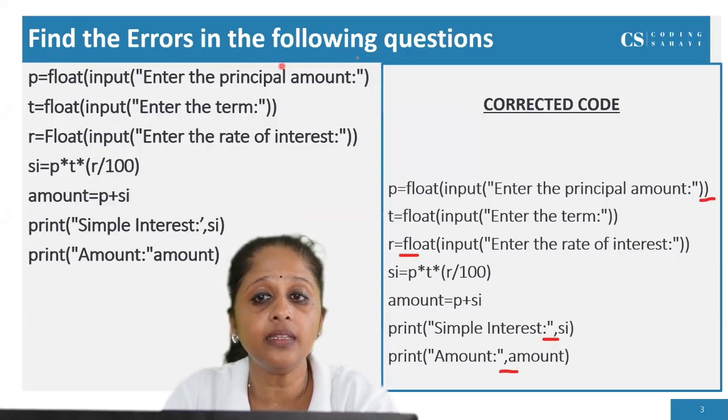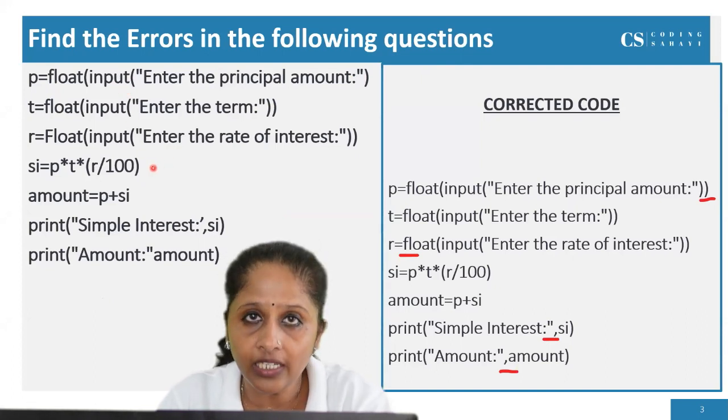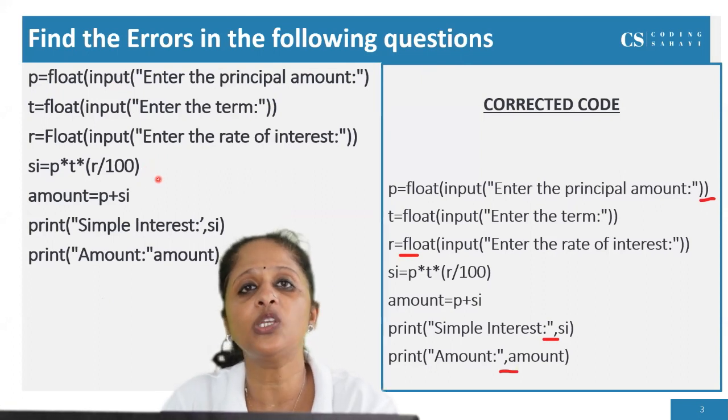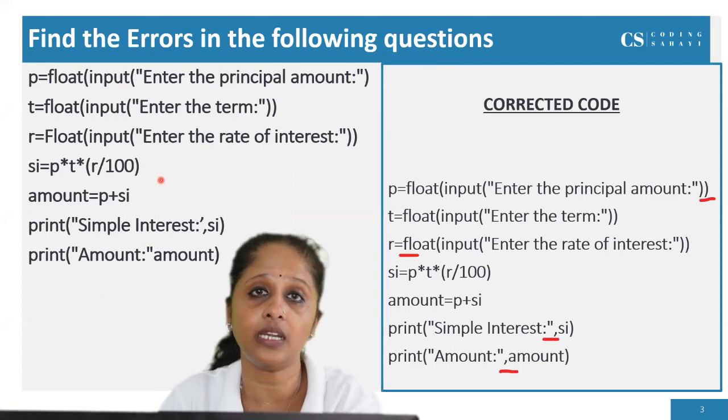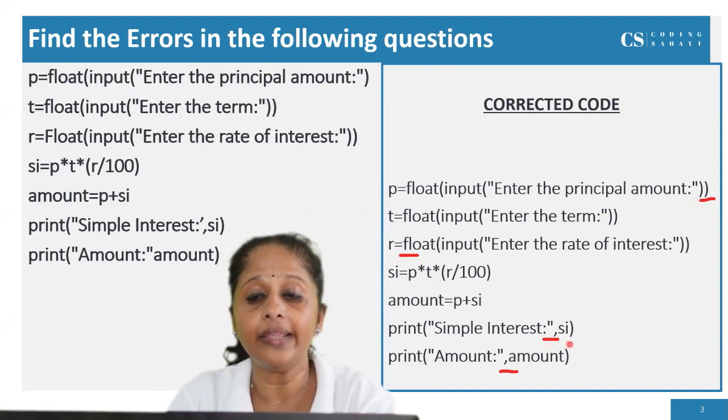Find the errors in the following questions. Some code will be given with some errors. So you have to find out the errors, identify the errors. After finding out the errors, you have to rewrite the corrected code. So when you are rewriting the corrected code like this, you have to underline the corrections.